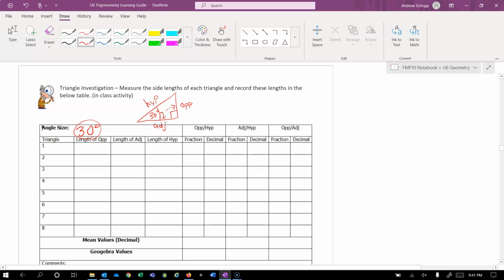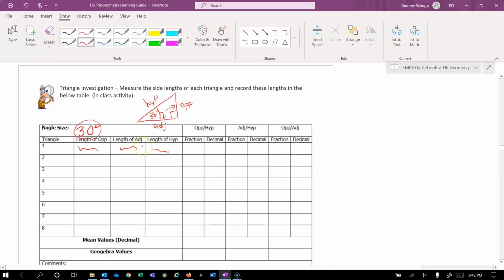So those were labeled. I'll define them a little bit later on, but just so you have an idea of what those labels are. They were labeled for you so that you would know where to record the side lengths. For each of the 8 triangles, you needed to measure the 3 side lengths using a ruler and record those lengths here.